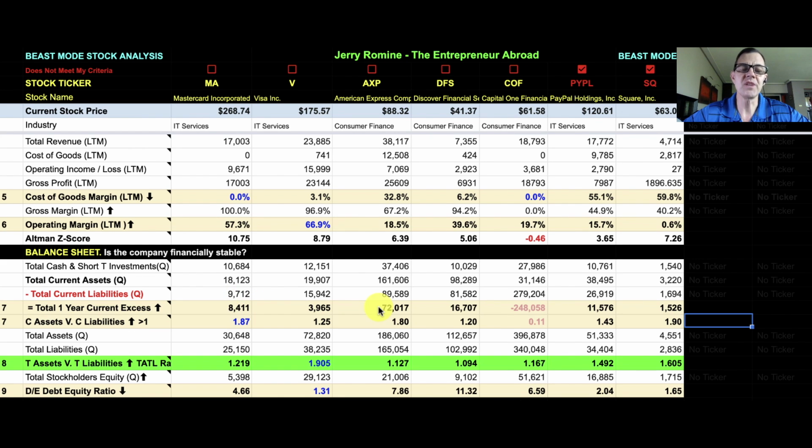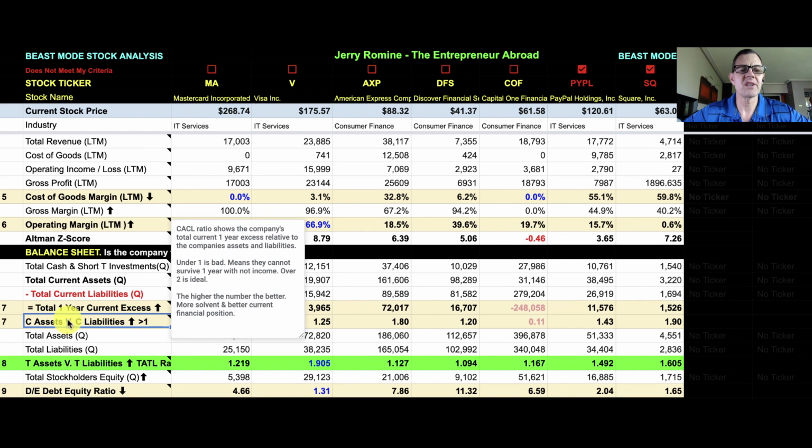Now let's say that you didn't have 1 year saved up for your emergency fund. Let's say you're making $4,000 a month and you're spending $4,000 a month. If that's the case, you would be in the red. So it's not critical that you have 1 year saved up, but I think you'd agree you're in a stronger position if you have a 1 year current excess of cash, and that's all this is showing us right here.